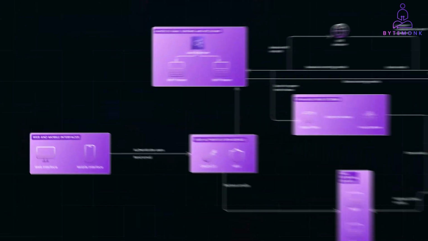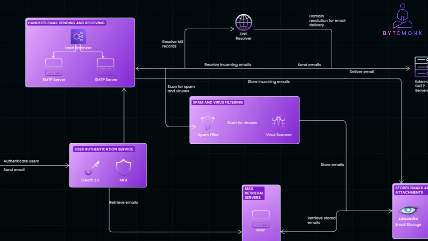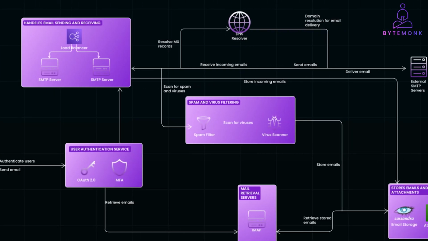The SMTP servers, or the Simple Mail Transfer Protocol servers, are the backbone of email delivery. They handle both outgoing and incoming emails. So when you send an email, the SMTP server reaches out to a DNS resolver to find the recipient's domain mail exchange record. The record tells the SMTP server where to deliver the email. If there are multiple MX records, they are prioritized based on preference values. And to speed things up, SMTP servers cache DNS lookups, reducing latency for frequent addresses.